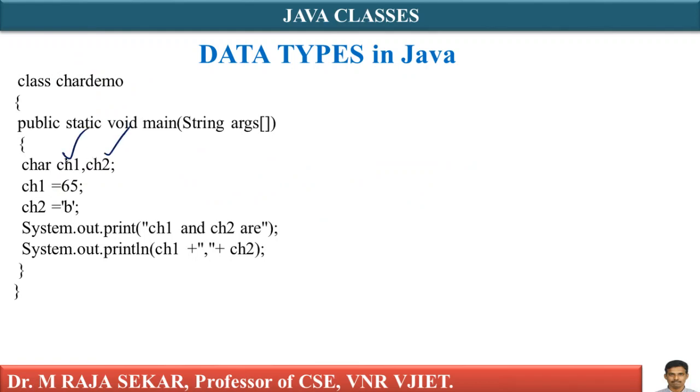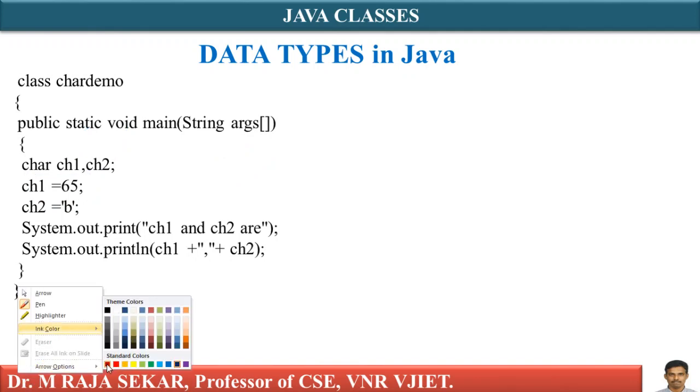Character means usually what will you expect? We will expect capital A to capital Z, small a to small z. If you observe my previous slides, the character data type was kept under numeric data types. Carefully observe: in ch1 I must keep some character, but I am keeping the integer number 65. In a character data type I am keeping an integer number. You must understand this. Let me change color and mark it in red.